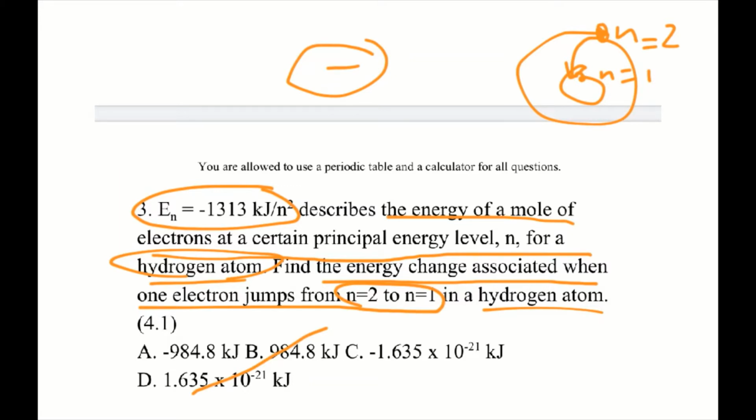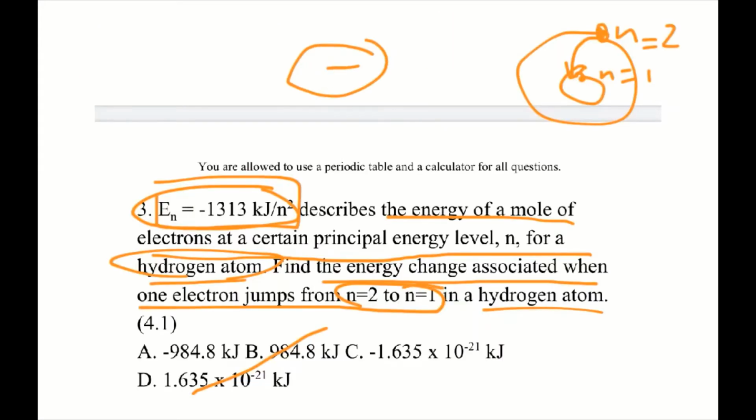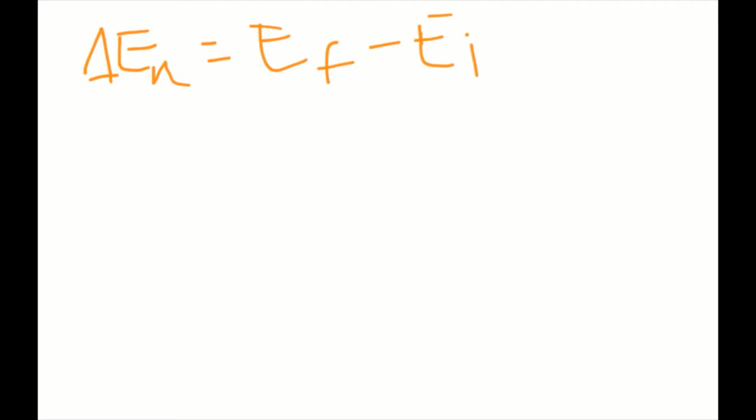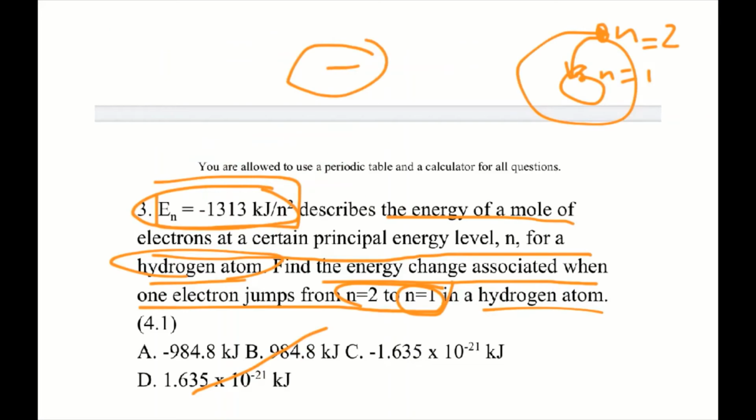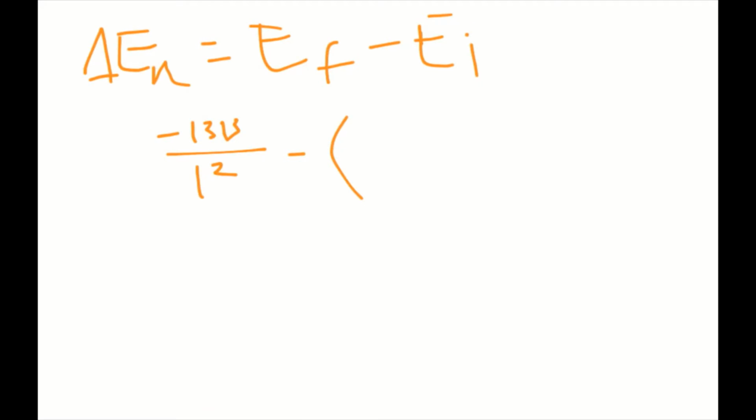Now let's just do the math and figure out what the change in energy is for a mole of electrons, since this equation gives us the energy for a mole of electrons. So on the next page, we know that the change in energy for a mole of electrons, and that's what N means, it's just a mole, is equal to the final energy phase minus the initial energy phase. The final energy phase is n equals 1, so it would be negative 1313 over 1 squared minus, now what's the initial energy state? Well, it was from here to here, so this is the initial. So it would be negative 1313 over 2 squared.